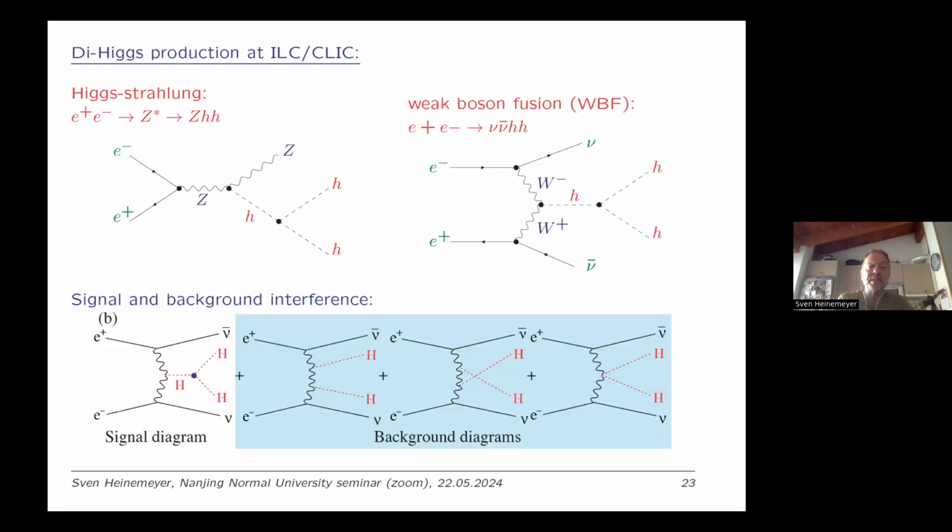Just to mention this, di-Higgs production is also possible at e+ e- colliders. And then we have this kind of diagram where the Higgs is radiated from the Z and then decays to two Higgs bosons, or at higher energies, the weak boson fusion channel. And of course, there are also these background diagrams where the two Higgses are not radiated from the triple Higgs vertex, but are radiated directly from the Z boson.